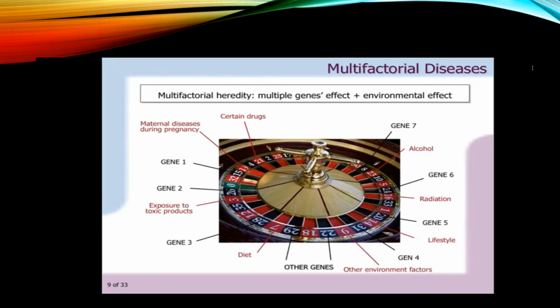Multifactorial heredity is like playing Russian roulette. The black numbers are the genetic factors and the red numbers are the environmental factors. The more genes affected, the more chances to get the disease. In multifactorial heredity, we need to have the affected genes plus the environmental factors for the disease to be present.